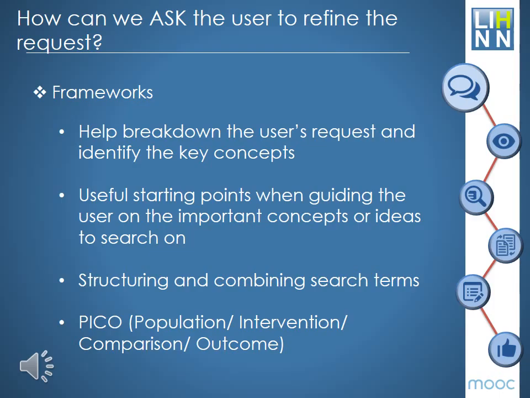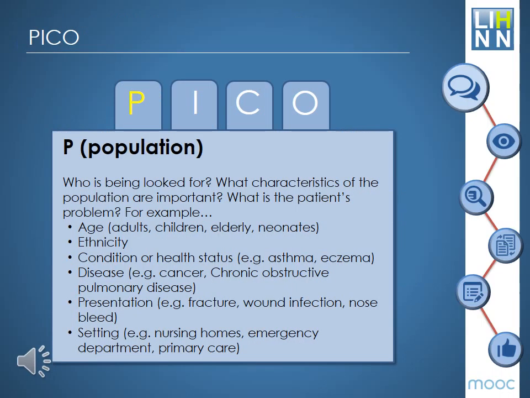They also help later on when we start to structure and combine the search terms together. One of the most commonly used frameworks within health is PICO, where P stands for population, I for intervention, C for comparison, and O for outcome. PICO helps us to focus the request by getting the user to start thinking more about the specific characteristics that relate to the population, intervention, comparison, and outcomes that they may not necessarily have considered initially.